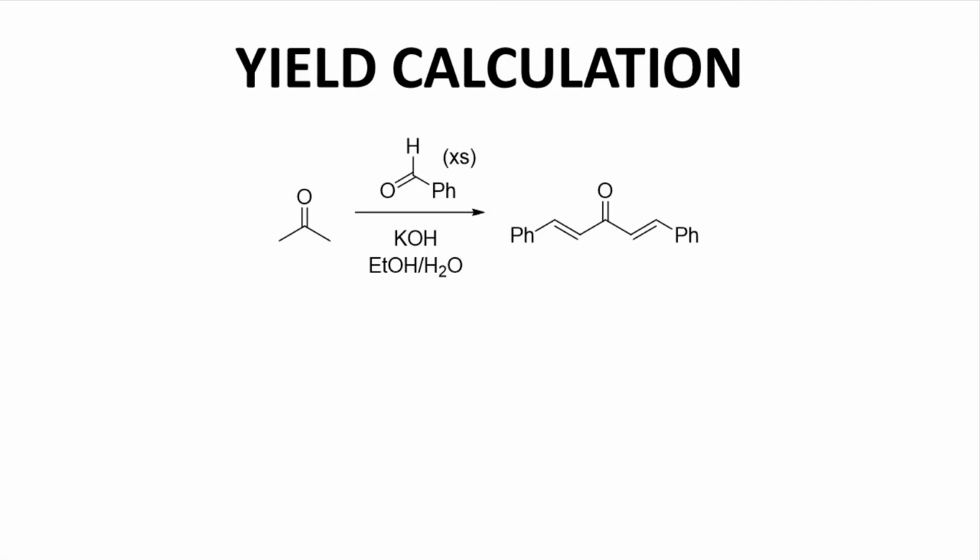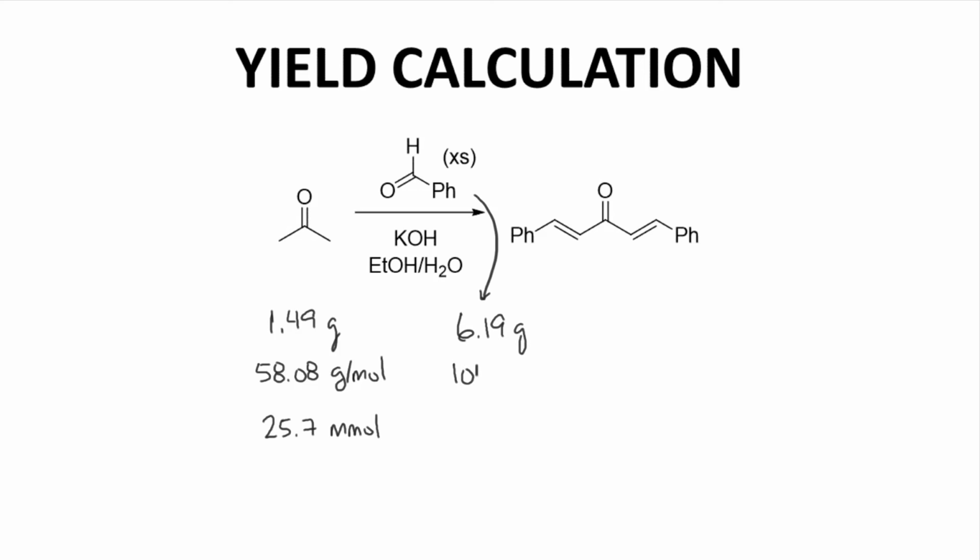Let's now calculate the percent yield. We used 1.49 grams of acetone. It has a molecular weight of 58.08 grams per mole. That comes out to 25.7 millimoles of acetone. We used 6.19 grams of benzaldehyde. Benzaldehyde has a molecular weight of 106.12 grams per mole. That is 58.3 millimoles.